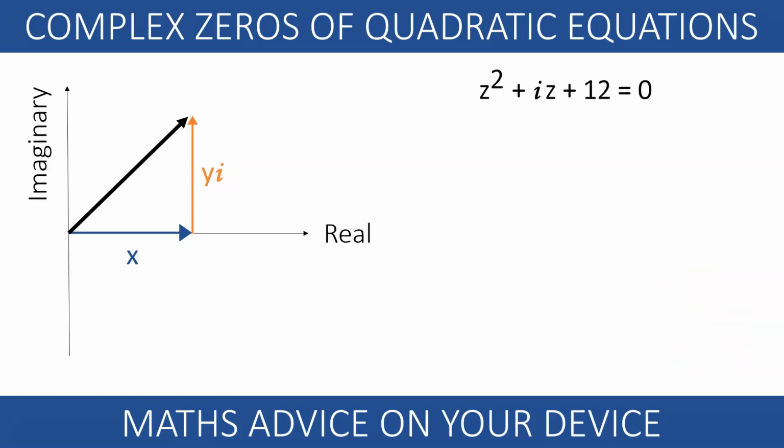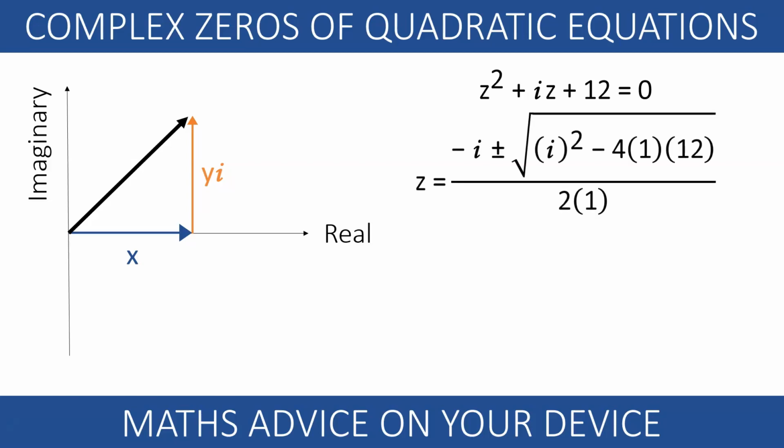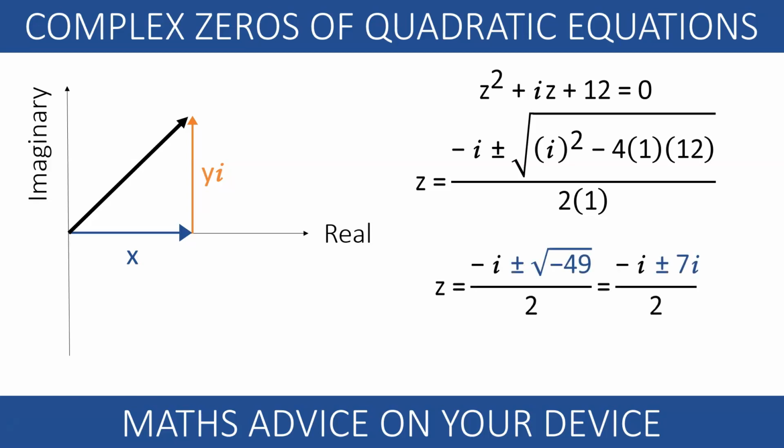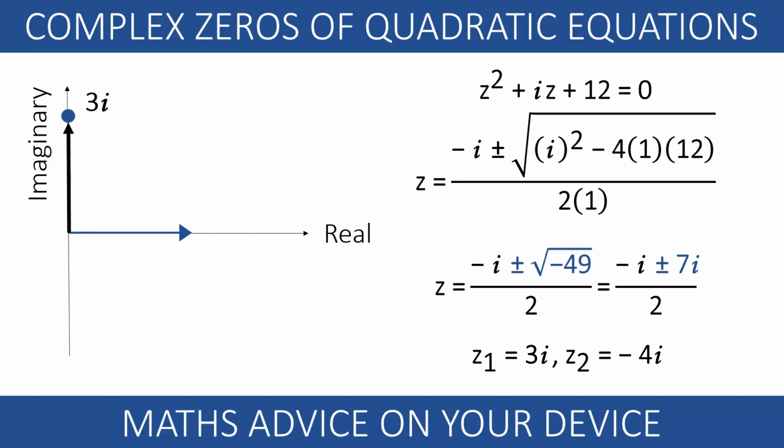When we derived the formula to solve a quadratic equation in our previous video, we didn't assume that the solutions were real. In our quadratic, a equals 1, b equals i, and c equals 12. The discriminant is negative 49, and this has two values, plus and minus 7i. Our first solution is minus i plus 7i over 2, and our second solution is minus i minus 7i over 2: 3i and negative 4i.